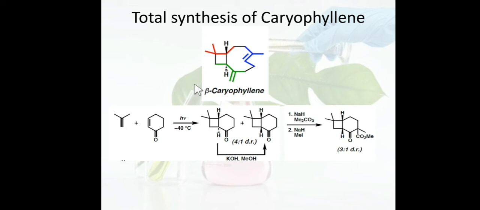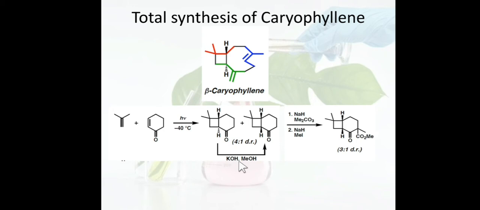The 4-membered ring in the structure is achieved by 2+2 cycloaddition of 2-methyl-1-propene with the alpha beta unsaturated cyclohexanone in the presence of light. It gives us this isomer, which is trans, but that trans isomer is converted with the help of KOH and methanol to the cis isomer. So friends, this isomerization is a base catalyzed isomerization.